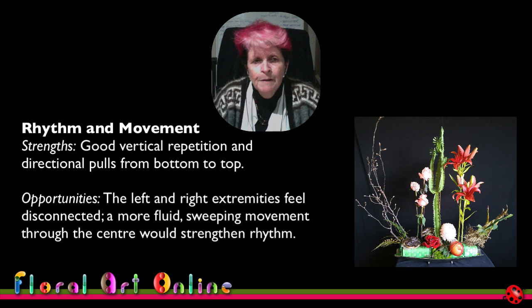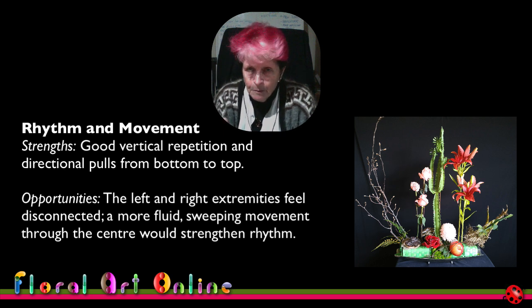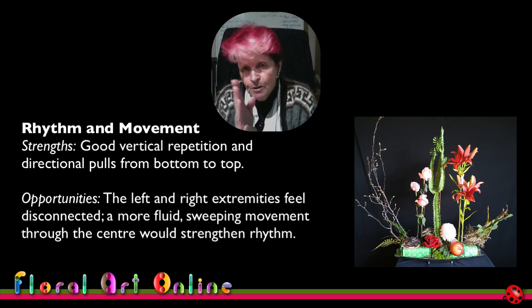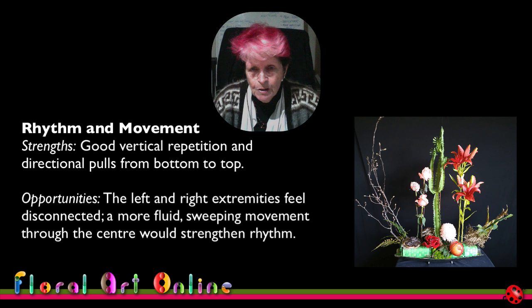So rhythm and movement, now our last one. The strengths are good vertical repetition, directional pulls from both bottom to top. And the opportunities: the left and right extremities feel disconnected. A more fluid sweeping movement through the centre would strengthen the rhythm. So had the, once again I'll say it, had the orchid been a little bit more curved, we would have continued that line from the branches down through the base and up the other side. And so that sweeping movement would have come through the centre because we would be looking to follow through to the other side. So that's a good suggestion.